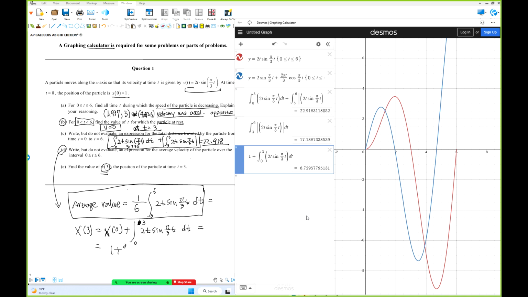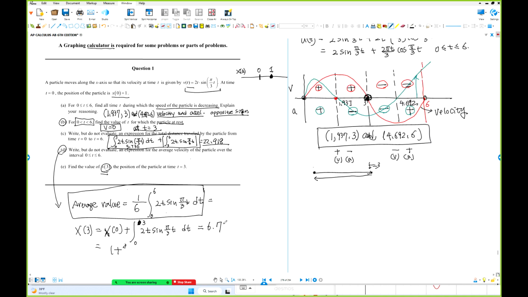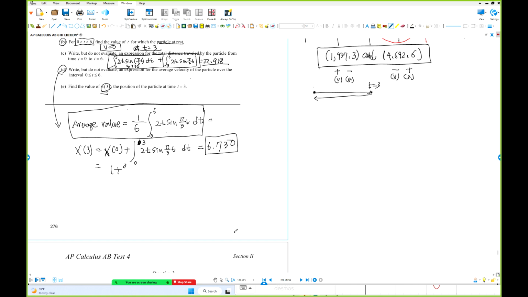Okay, that's it. That is how much? 6.730, okay? 6.730. That is the value. Are you okay with this? You understand, okay? x0, from here we start, that is equal to 1. I'm going to write this one more time. After that, you add the sum of all the change of velocity from 0 to 3, 2t times sine pi over 3 t dt, okay? That is x of 3, between 0 and 3. You integrate between 0 and 3, change in position, everything, okay?